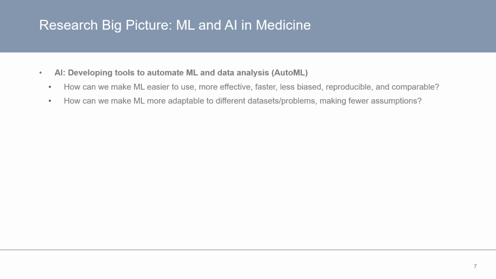Also, how can we make machine learning more adaptable to different datasets or problems, and at the same time make fewer assumptions about our data going into the analysis? With respect to machine learning, our lab is interested in developing new methods and algorithms to address many of these challenges we've reviewed in data science.